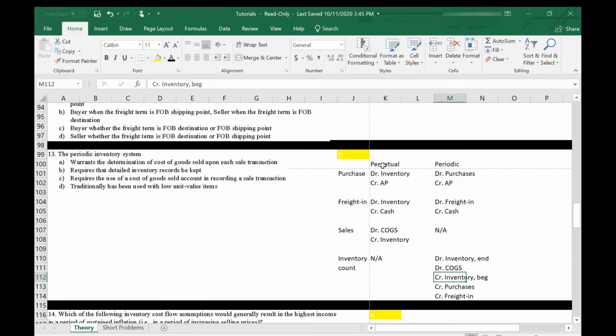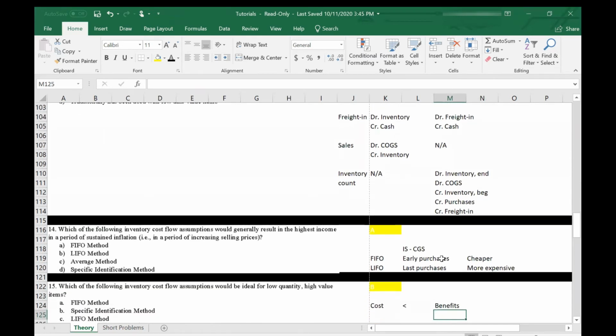Again, how do we call this? The inventory beginning plus purchases and freight in is the cost of goods available for sale, right? And like what I mentioned earlier, your cost of goods available for sale will only be classified into either of two accounts. Either mabenta mo siya or hindi. Kaya itong naka-credit mo, either mapupunta siya sa inventory ending mo, na lalabas sa balance sheet, or mapupunta siya sa CGS mo, na lalabas naman sa income statement. So I hope this is clear.